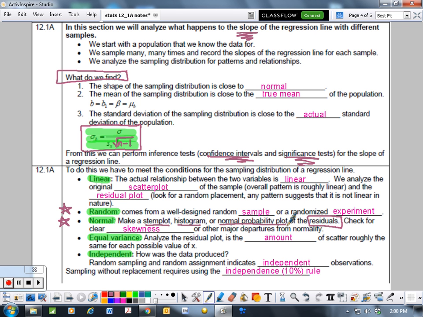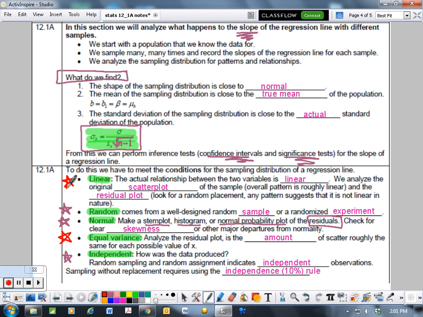So again, the histogram tends to be a lot more work, and there's a lot more subjectivity in seeing if it's normal, but the normal probability plot is pretty easy to work with. And then we have the independence. So still looking at random sampling, random assignment indicates independent observations, and sampling without replacement requires the 10% rule. And then we have our new ones, which are equal variance and linear.